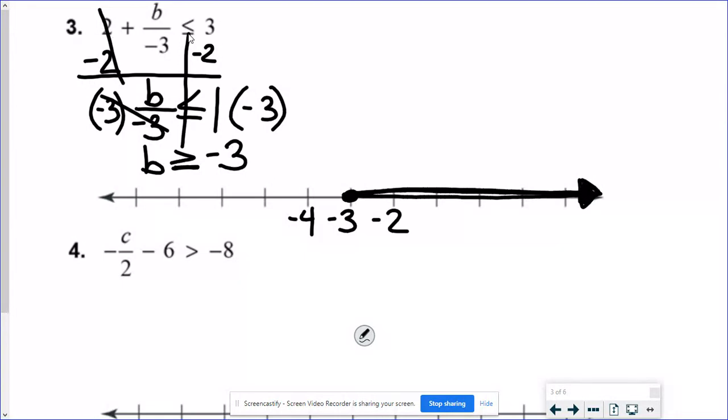Now, I haven't really talked specifically about checking your answers, and I probably should have done that earlier than this. But if I pick anything that's in that shaded part, it should work. So I'm not going to be able to pick every single number, but pick a number that's bigger than -3 and make it easy. I would choose 0 if I can. So if I substitute a 0 right here, 0 divided by -3, well, that's just 0. Plus 2 is 2. And my answer then would be that 2 is less than or equal to 3, which is true.